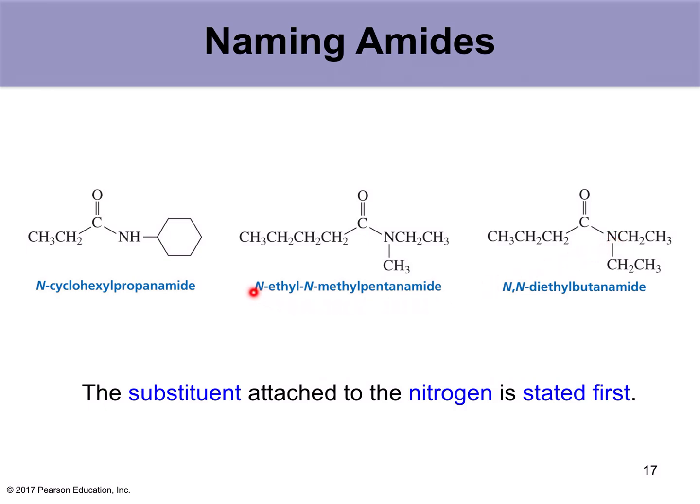And then on this one, you have 2 ethyl groups on N. So remember, you have to say N-ethyl, N-methyl. Likewise, here you have to say N-ethyl, N-ethyl. So we're going to combine those two, since both of them are ethyl: N,N-diethyl butanamide. Butanamide because you have 4 carbons. N,N-diethylbutanamide. The substituent attached to the nitrogen is stated first in naming amides.